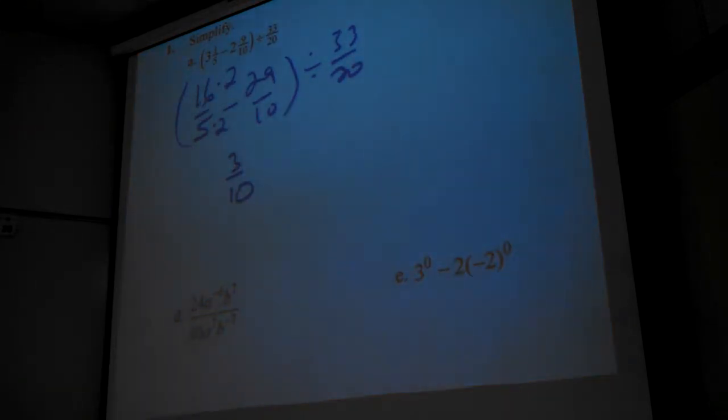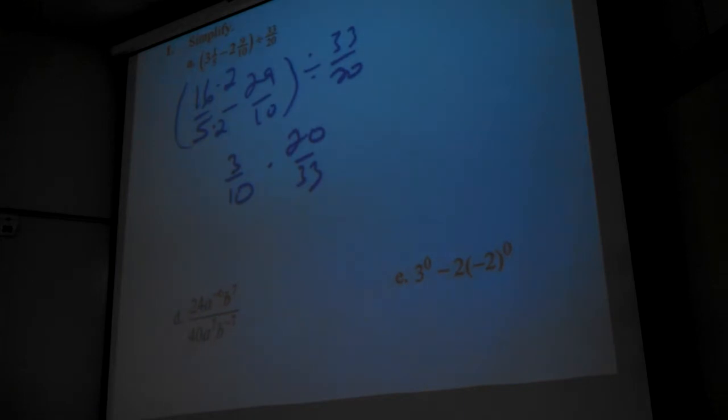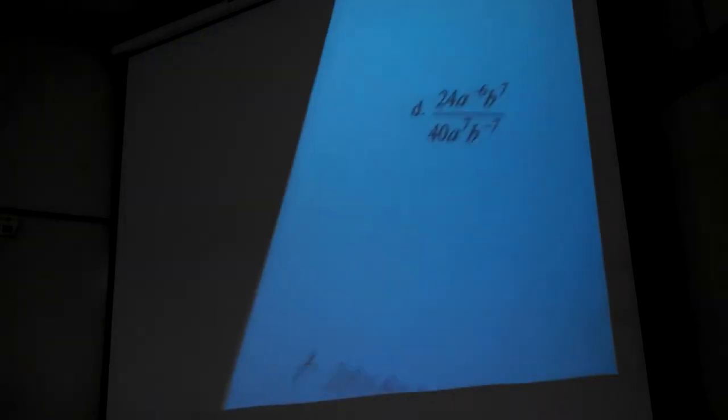When I divide, how do I divide fractions? Multiply by the reciprocal. Yeah. Real quick, you guys should know where that goes. Why do we do that? Because it's division.